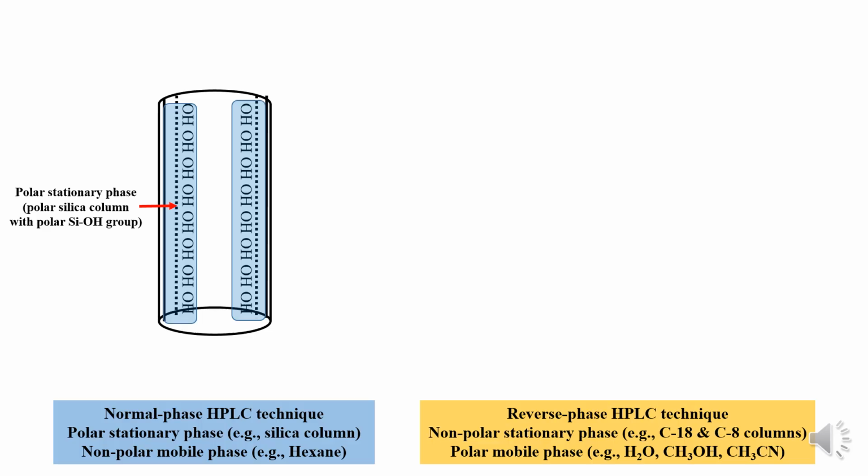And through this tightly packed stationary phase that is polar in nature, a non-polar mobile phase like hexane flows through the column under high pressure. So there is a pressurized flow of non-polar mobile phase to the polar stationary phase in case of normal phase HPLC technique.